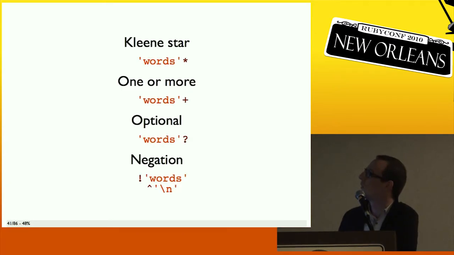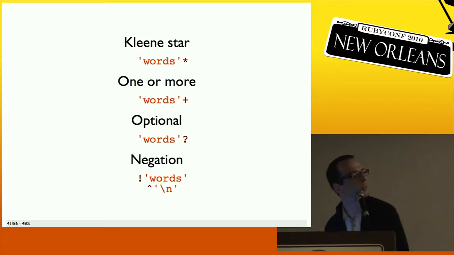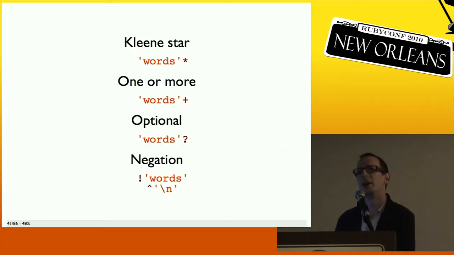Next, we have operators. These should all look very familiar to you if you use regular expressions. Like zero or more, one or more, optional, negation. Ragel has two kinds of negation: machine negation, which is the first one, and character-level negation, which is used if you're only negating a single character. We've, I think, used them interchangeably by mistake within Gherkin and actually not run into any problems with that, but I wouldn't recommend it.